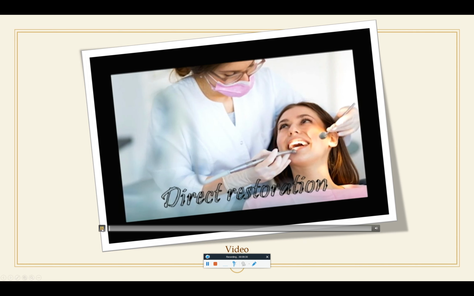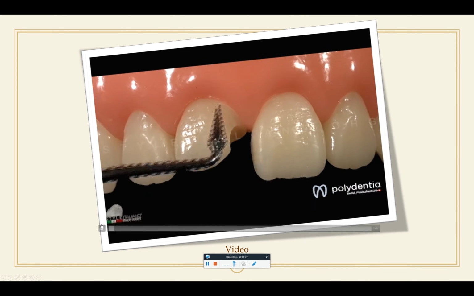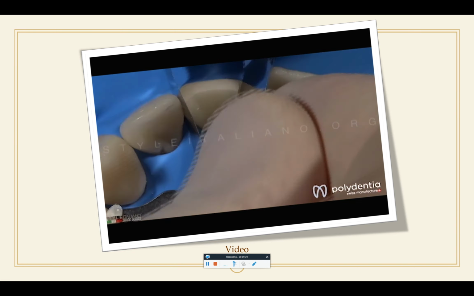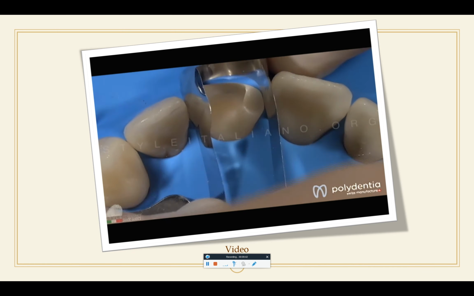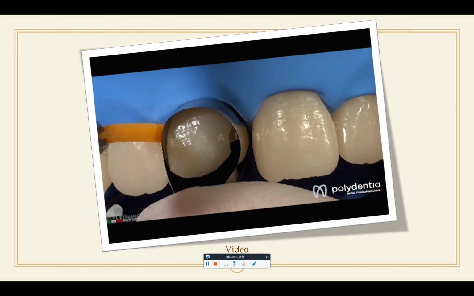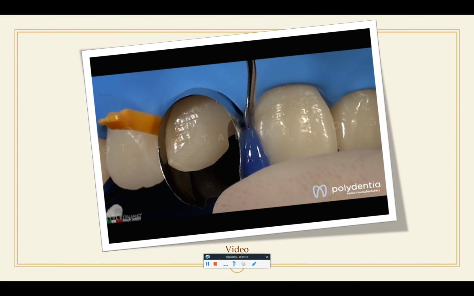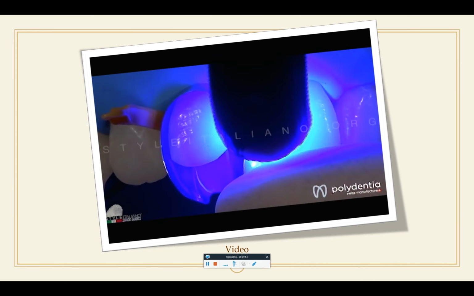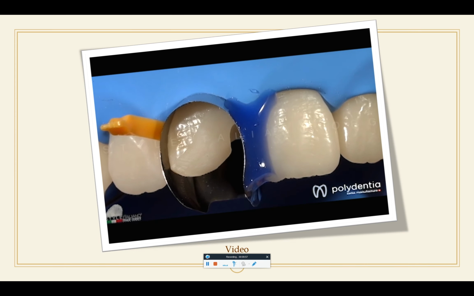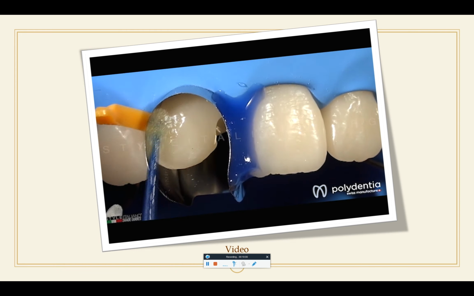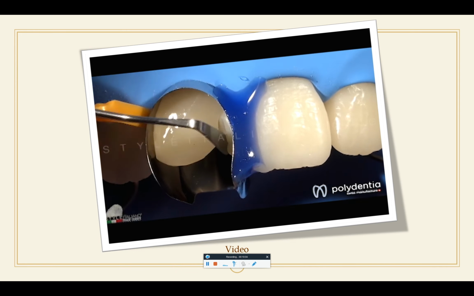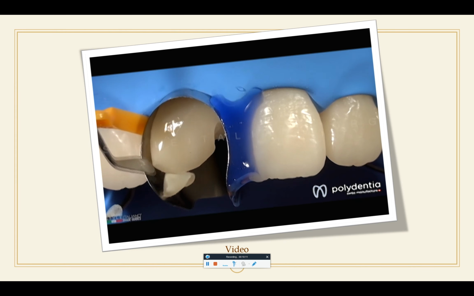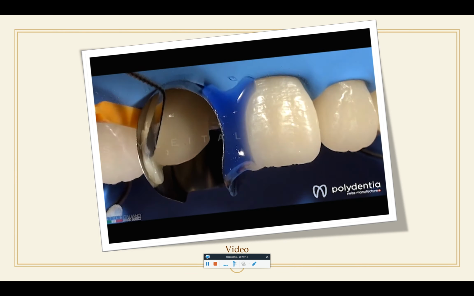Now we move to a quick video about direct and indirect restoration, and I'm going to show you the demonstration of composite first as a direct restoration, and then the types of indirect restoration. Okay, first we start preparing the tooth by reducing it, just as you see in front of you, and then we put the matrix to build up the missing wall of the tooth and fix it with the wedge.